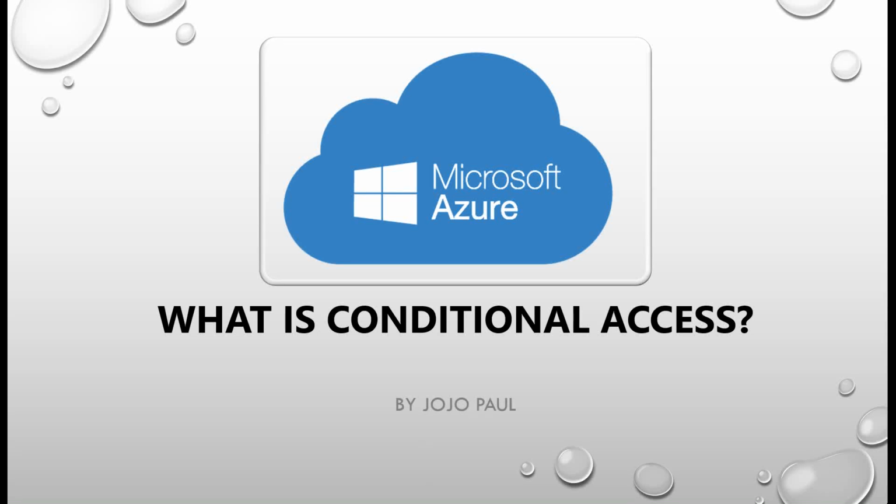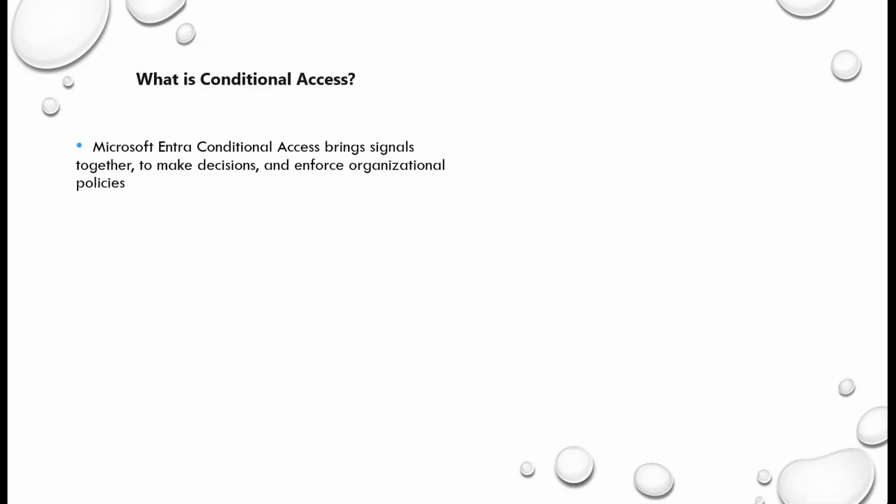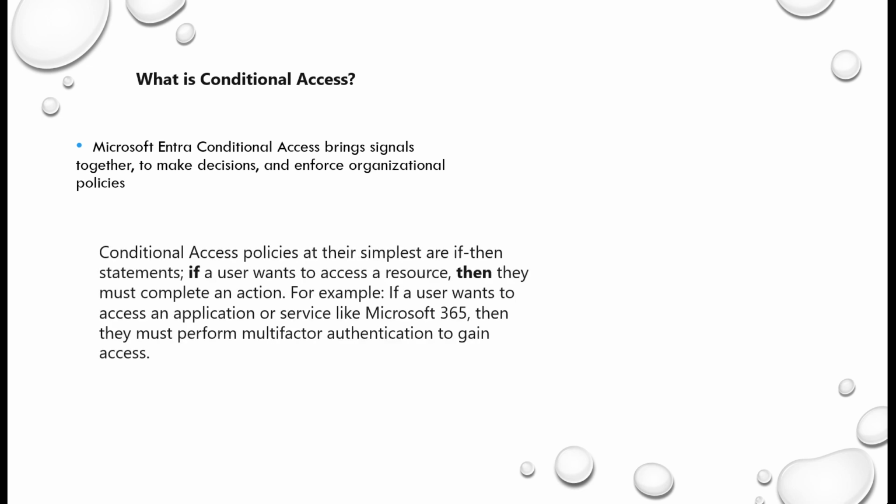What is conditional access? I'm trying to explain it in the simplest way, in layman's language. What is conditional access? How can you use it in your organization to help keep your data secure? As a definition, Microsoft Entra conditional access brings signals together to make decisions and enforce organization policies. So we should know what the signals are, what decision it takes, and how it is enforcing the organization policies.